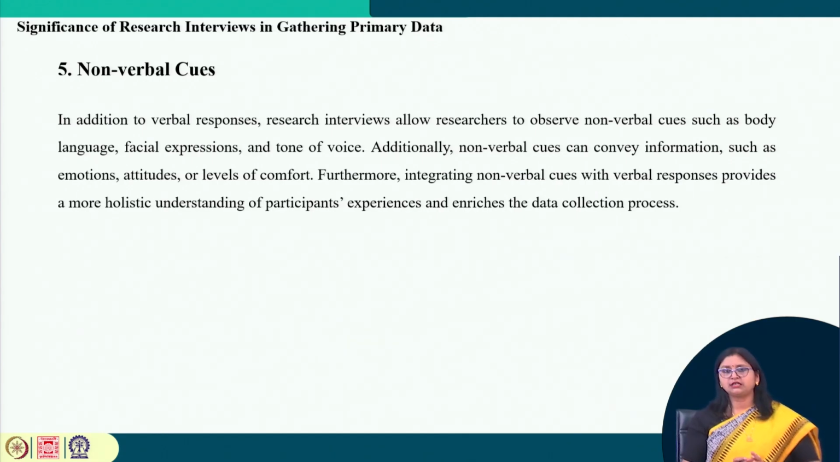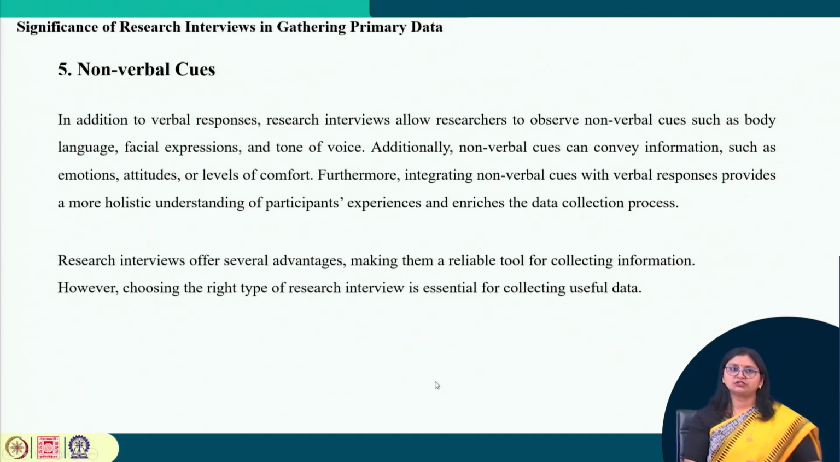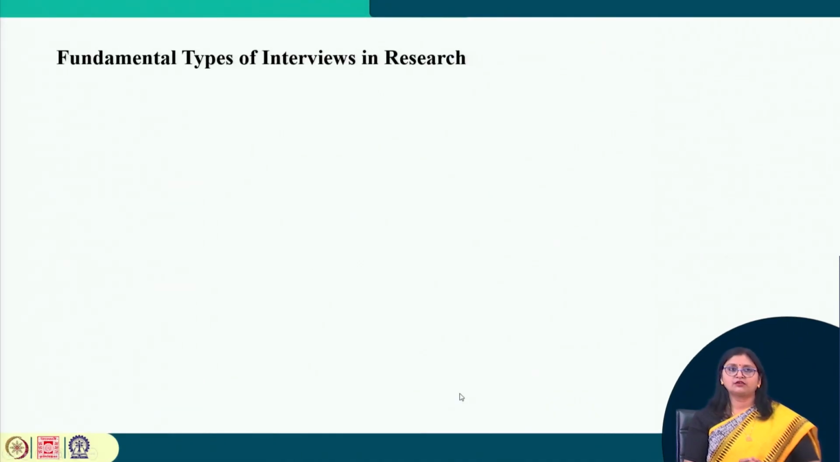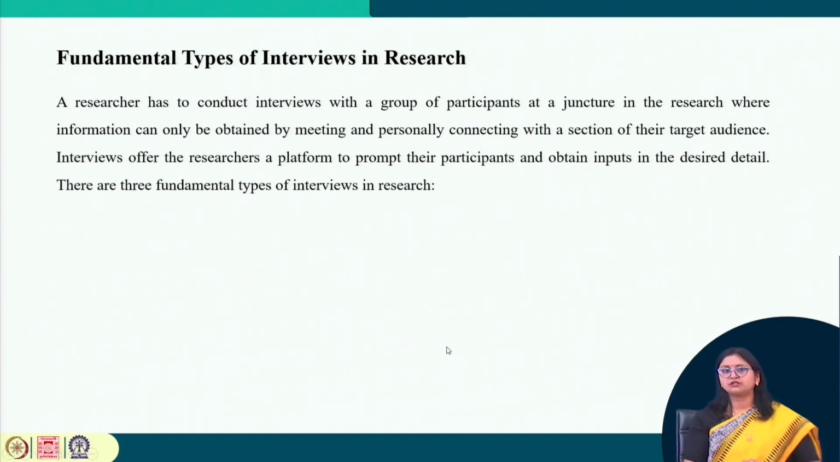Furthermore, integrating non-verbal cues with verbal responses provides a more holistic understanding of participants' experiences and enriches the data collection procedure. So, research interviews offer several advantages, making them a reliable tool for collecting information. However, choosing the right type of research interview is essential for collecting useful data for the research. So, what are the fundamental types of interviews in research?